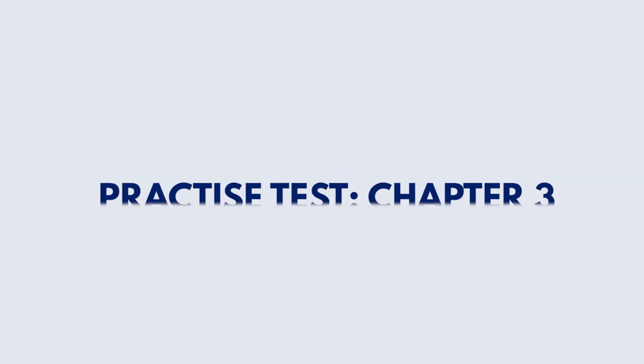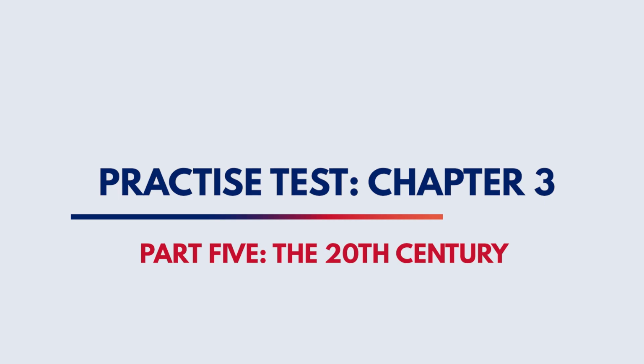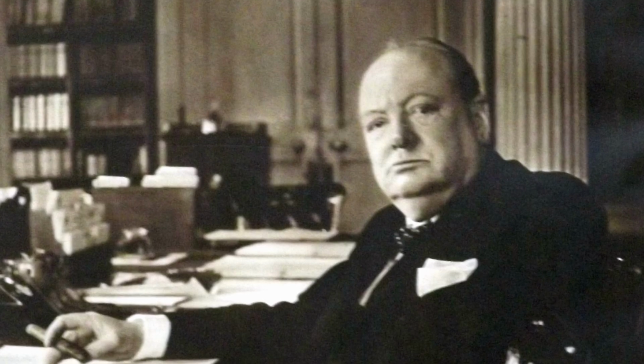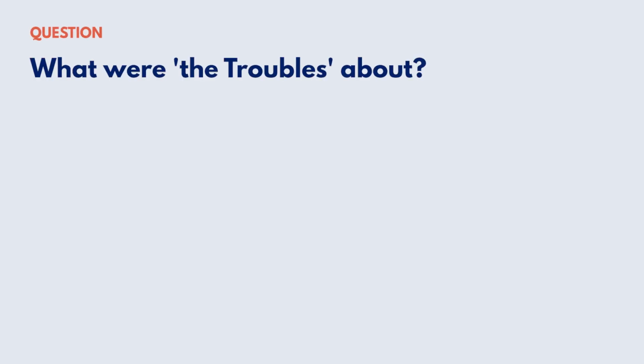In this video, we will explore the practice test questions for Chapter 3, Part 5. This part contains crucial events from the early 20th century, such as the World War, social changes, and the emergence of key leaders like Winston Churchill. Your first question is: what were the Troubles about?